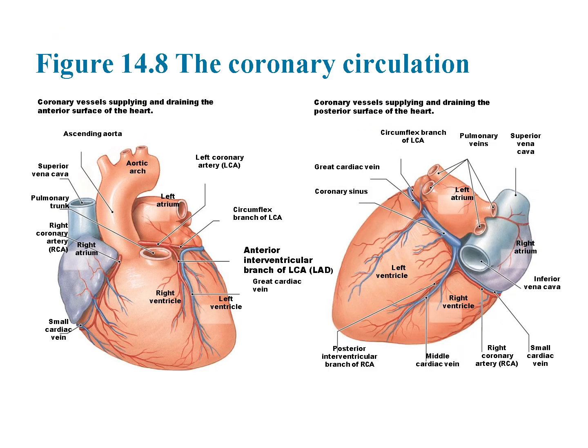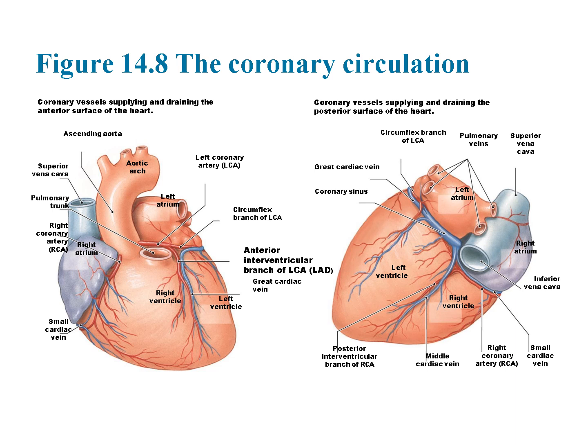The coronary circulation is responsible for supplying oxygen-rich blood to the heart muscle itself, ensuring that it has the necessary nutrients and oxygen to function effectively. It consists of a network of arteries and veins that supply and drain blood from the heart's surface.